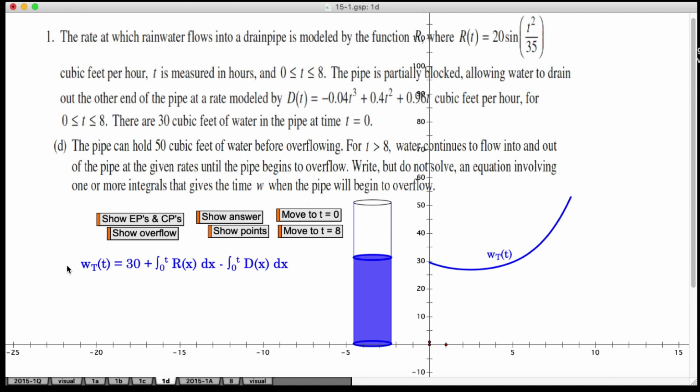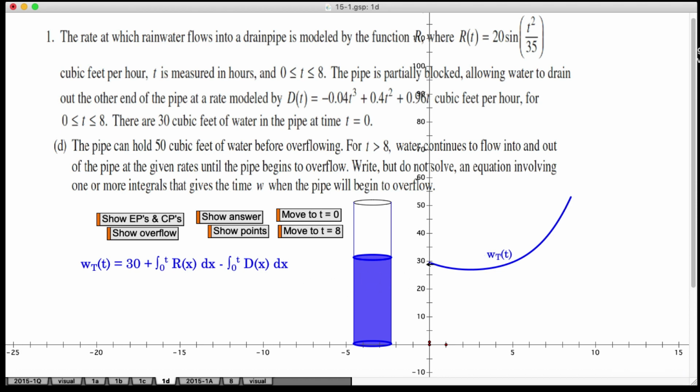Here's the equation again for the water in the pipe at any time. And this was the initial condition plus the definite integral of the rate flowing in minus the definite integral of the rate flowing out or draining. I graphed this function over here. So this is W of t. This is the graph of it here. And here's the tank here.